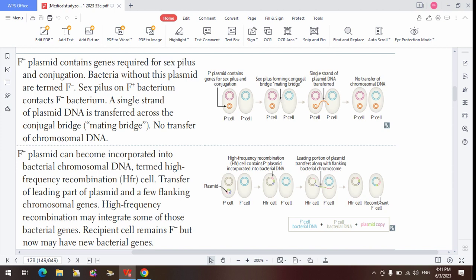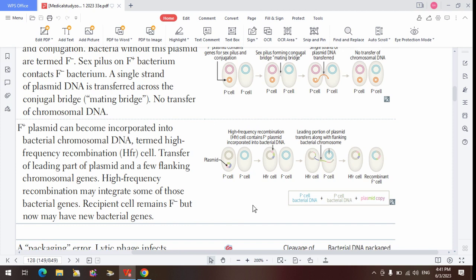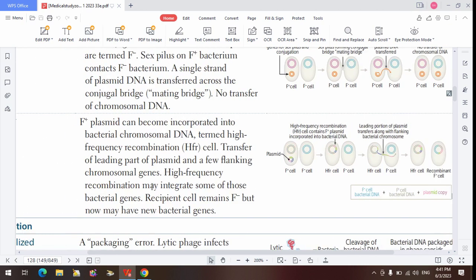Please, I hope I've not confused you guys. Not really, but it's not super clear. I think I get the first part, the F positive and then the F negative. Now let me see if I get what you are saying about the high frequency recombination cell. It also starts initially between the F positive and the F negative, right? Which one are you saying? Yeah, the high frequency recombination.